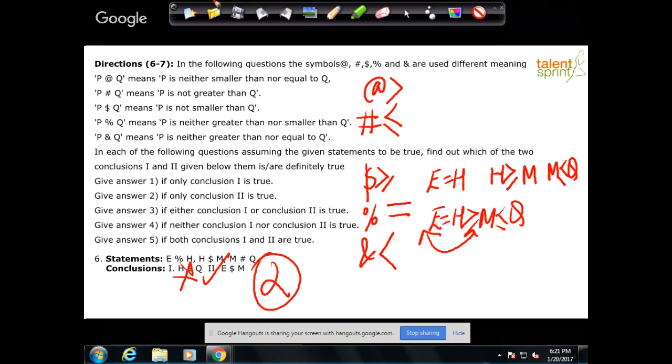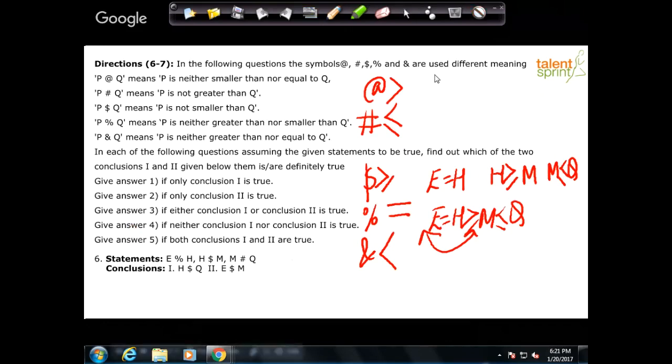I can see a lot of you have already arrived at the answer now. Okay, let's move on, boys and girls, to the second slide.